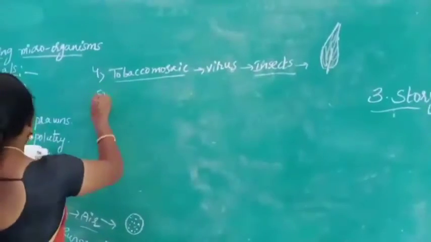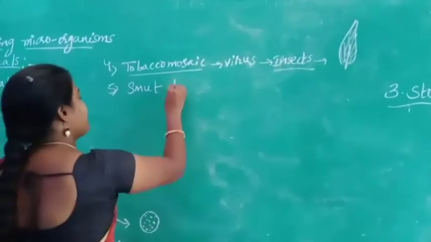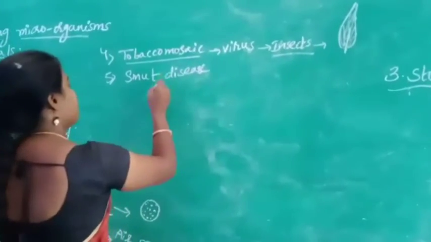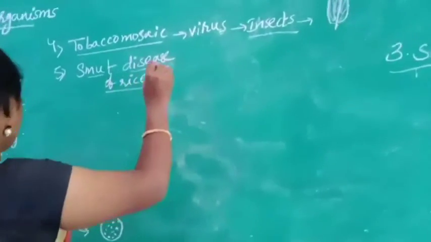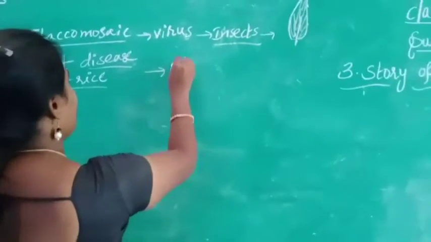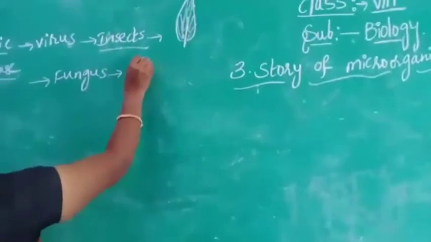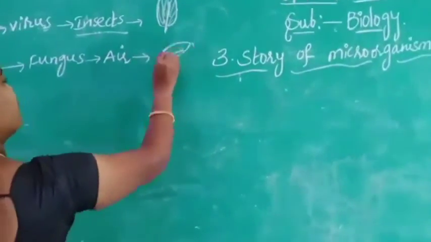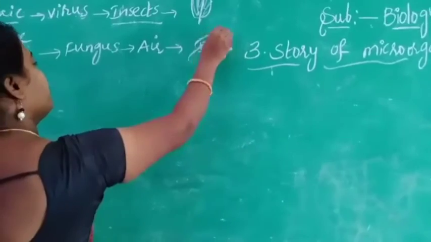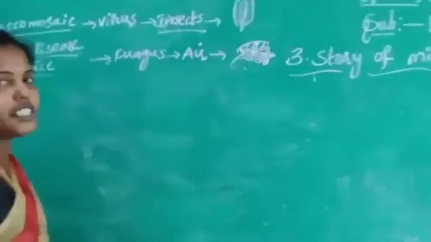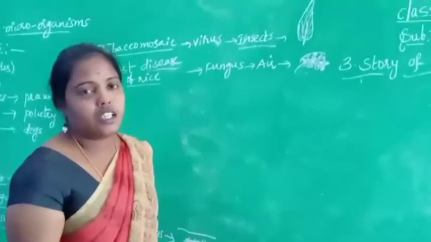Okay. Next, fifth one, spot disease of rice. Children, we can observe spot disease of rice. Generally in rice we can observe spot disease. This disease is caused by fungus, and it is transmitted through air. We can observe some seeds falling down from the rice plant. The seeds are red or brown in color in the case of rice.